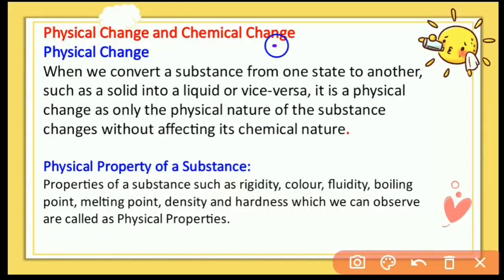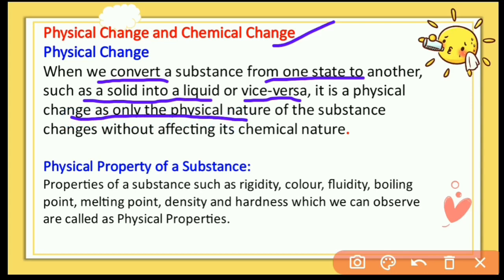Physical change and chemical change. Physical change is when we convert a substance from one state to another state, such as solid into liquid and vice versa. It is a physical change. So in a physical change, no chemical composition is changed, only the physical nature of the substance changes, without affecting the chemical nature.